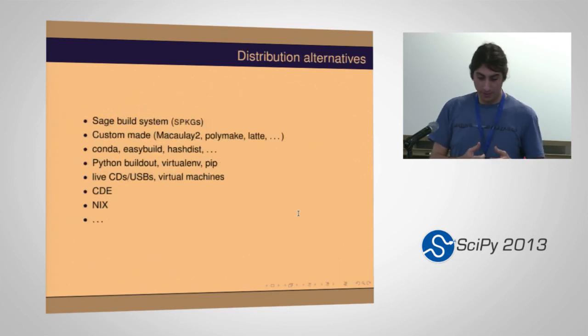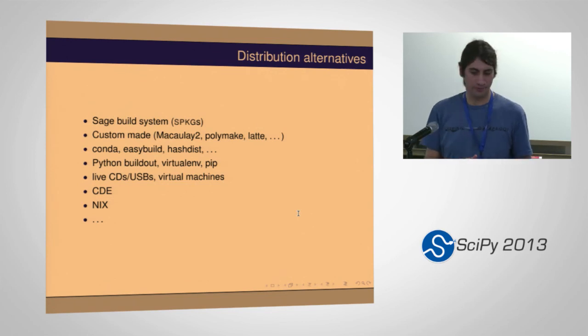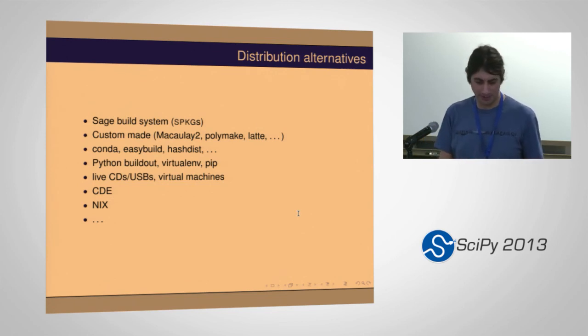Lemonade is a distribution. It's based on Gen 2. There are a lot of different distribution alternatives, and this seems to be a popular area, so everybody's coming up with their own, like I did. Sage had the build system for many years now. And I think a lot of projects in the Python community actually use the SPKGs, the Sage build system.